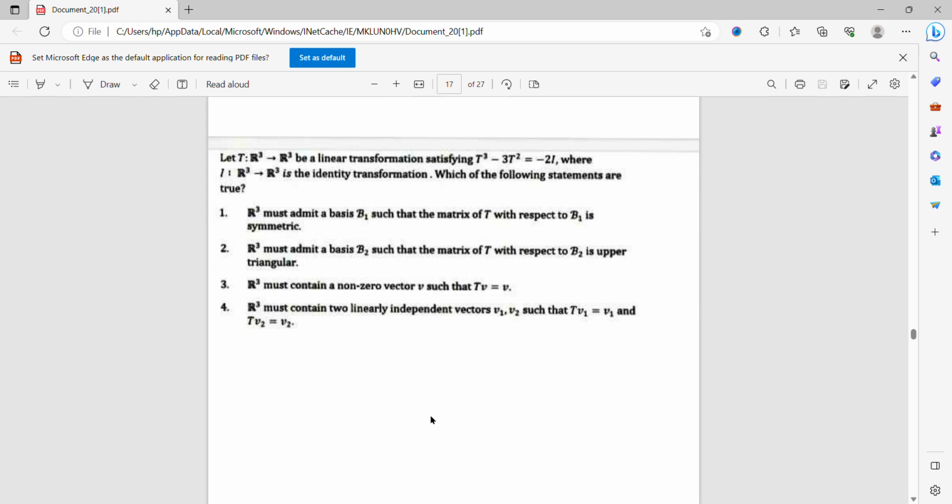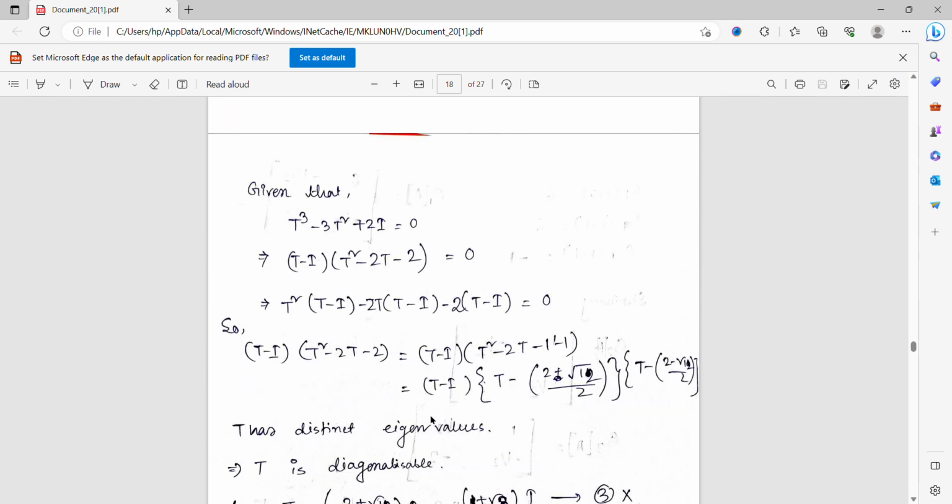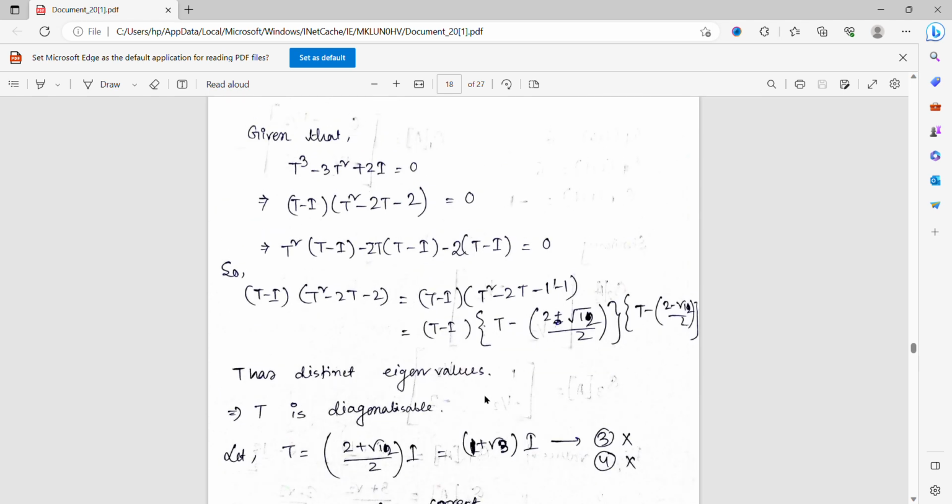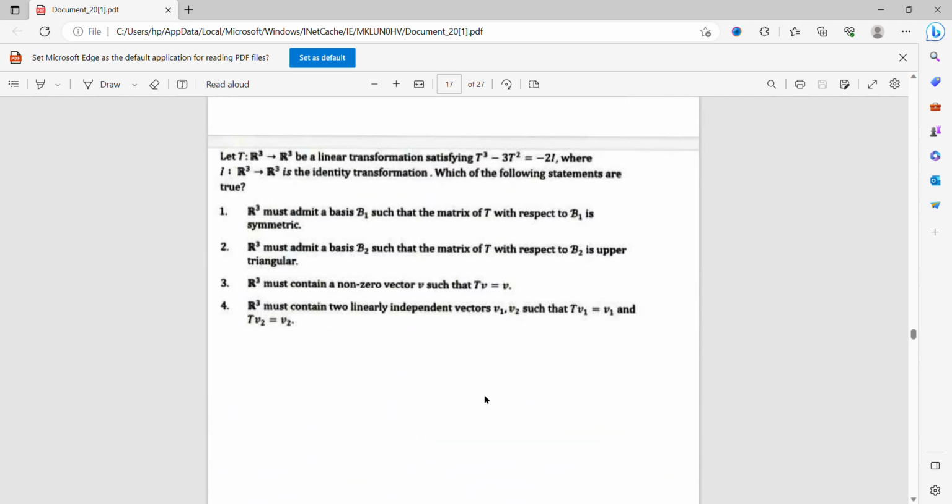Okay, now consider the third one. R3 must contain a non-zero vector V such that TV equal to V. That implies that 1 is definitely an eigenvalue for T. But here T cubed minus 3T squared plus 2I equal to 0 is just an annihilating polynomial, and the minimal polynomial just divides it. So in particular, if I choose T as 1 plus root 3 times I, this matrix, then this also satisfies the condition. I mean, for this matrix, T cubed minus 3T squared plus 2I is also an annihilating polynomial, but 1 is not an eigenvalue in this case. So 3 and 4 are false options.